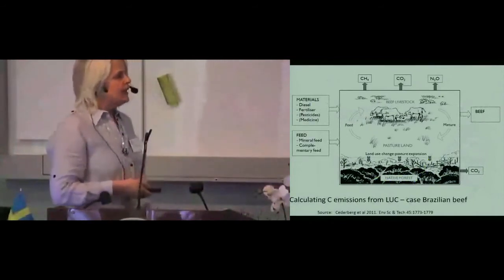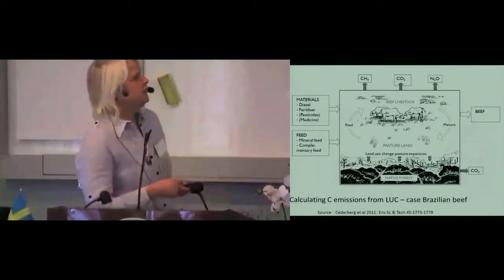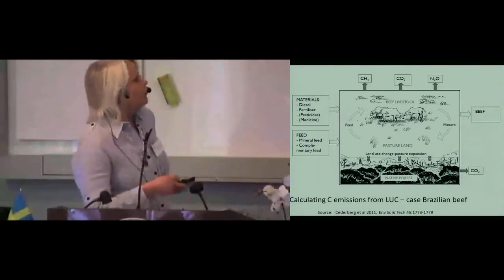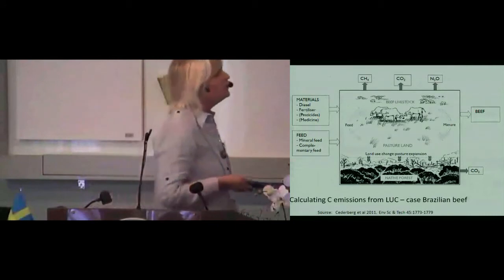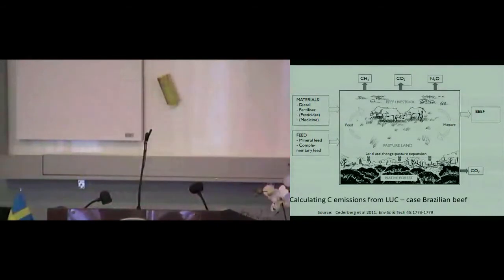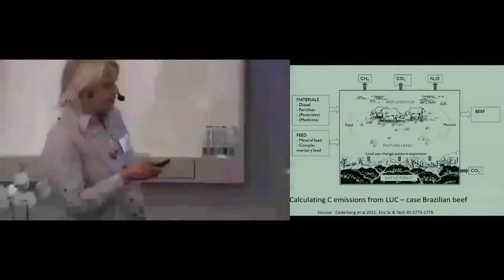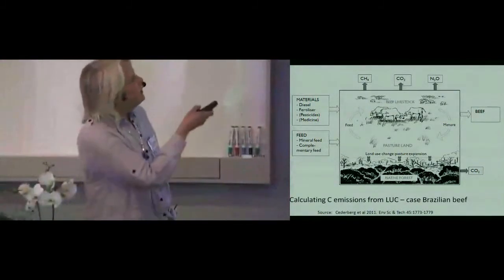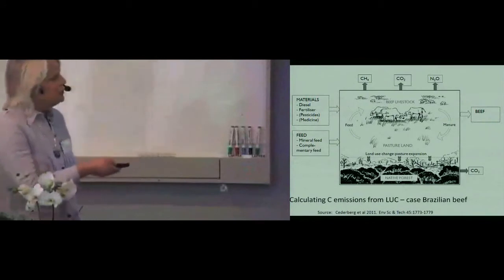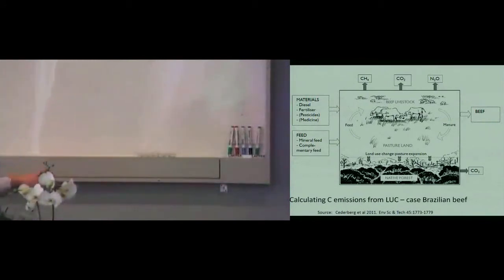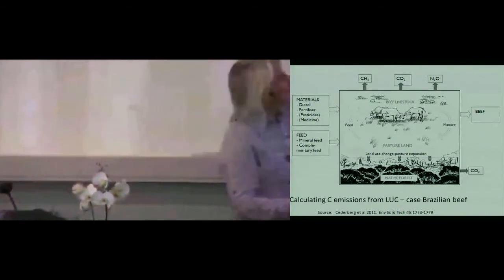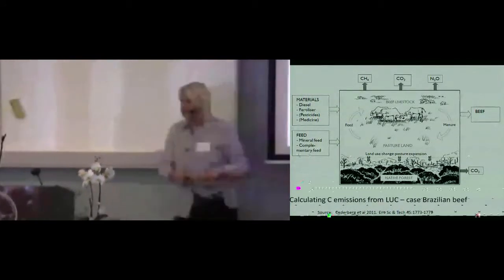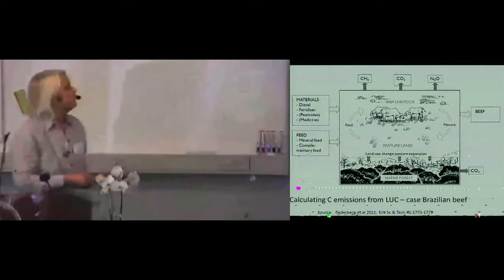When you try to calculate that in a food product, you get a lot of problems. We did this in work some years ago, where we looked at producing beef on pasture in Brazil. Well, almost all beef is produced on pasture. We have the typical methane and nitrous oxide, but we also wanted to include the land use change, the pasture expansion into native forest.